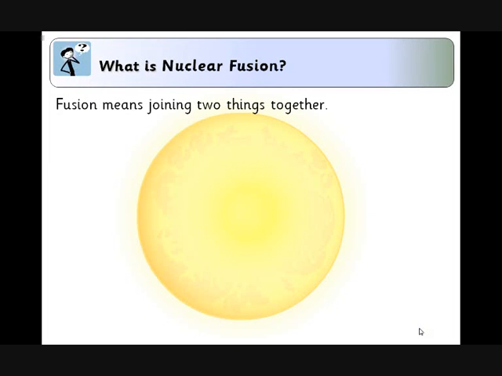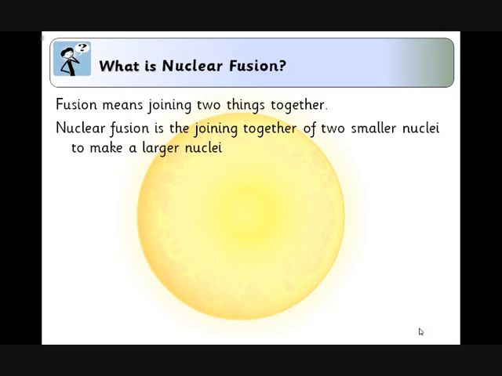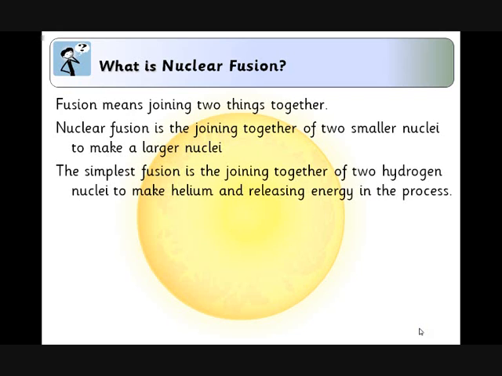The word fusion means joining two things together. There's many uses of the word you might have heard. Fusion restaurants bring two different types of food together. So nuclear fusion is when you bring two nuclei together. The simplest fusion is joining together of two hydrogen nuclei. So if you start off with two hydrogen nuclei, you fuse them together, you're going to end up with something different, and we end up making helium. But the key thing is energy is released in the process.